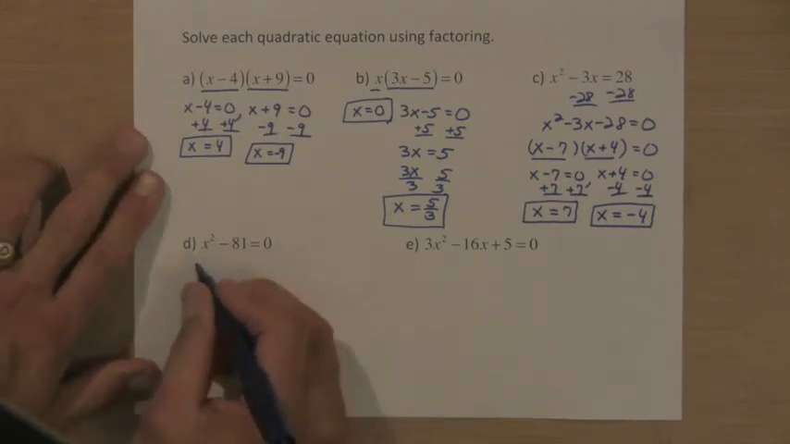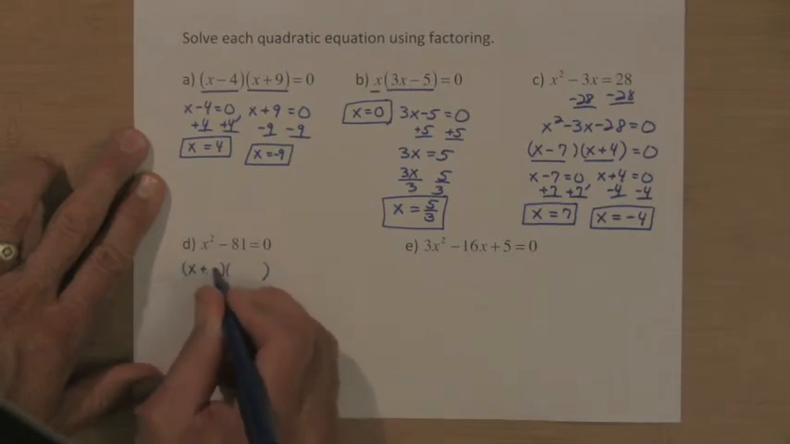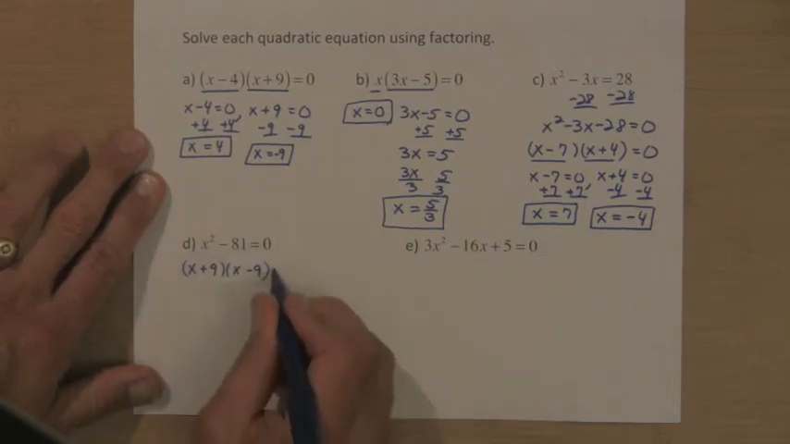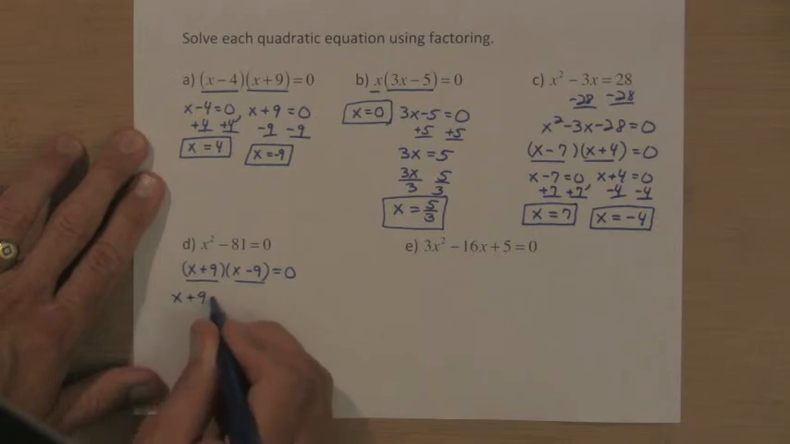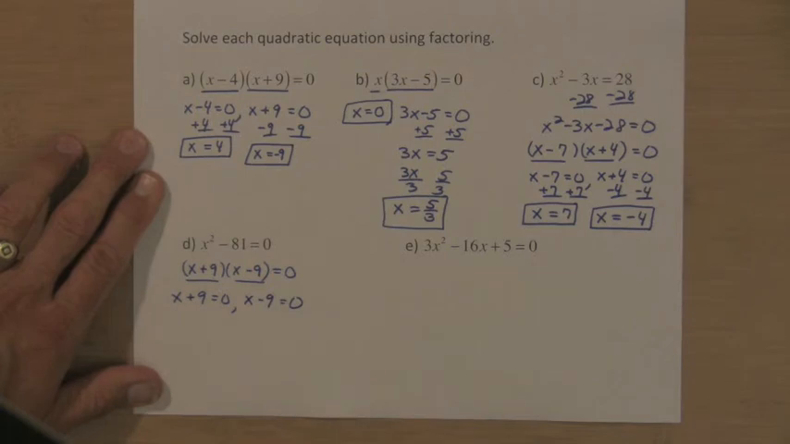Next one, it equals 0, it's not factored. X squared minus 81 factors into x plus 9, x minus 9. These kinds of problems that factor are called the difference of 2 squares. They both equal 0. So I write those 2 equations, because if I multiply and the answer is 0, one or the other one of these must be 0 itself.